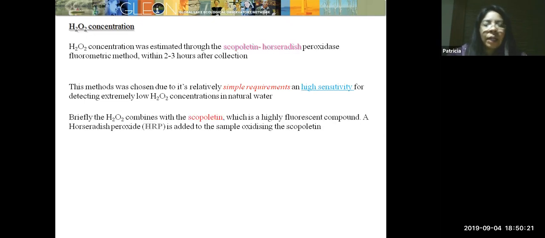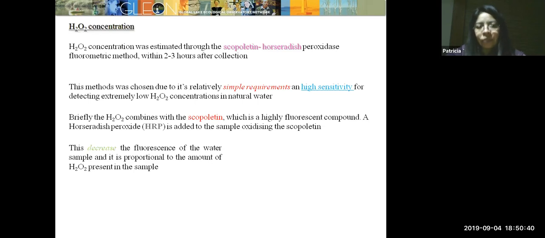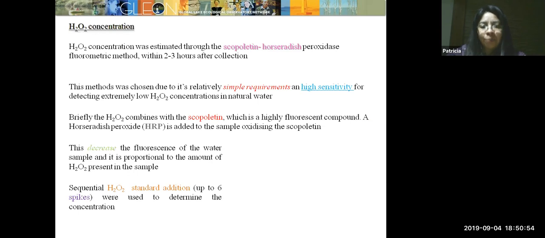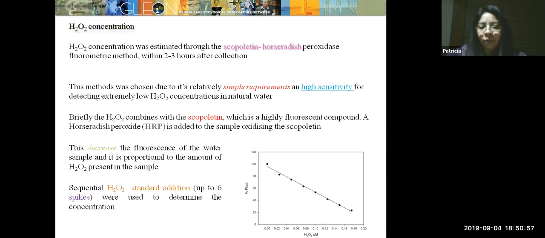Briefly, hydrogen peroxide does not fluoresce, so we needed to couple it to scopoletin, which is a very fluorescent compound. We use an enzyme, horseradish peroxidase, that oxidizes the scopoletin, and the fluorescence decrease is directly correlated to the concentration of hydrogen peroxide. So the decrease in the sample is proportional to the amount of the hydrogen peroxide, the ROS. After sequential spikes of a standard, we can determine the actual concentration of hydrogen peroxide.